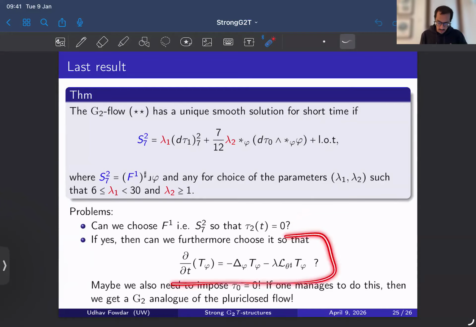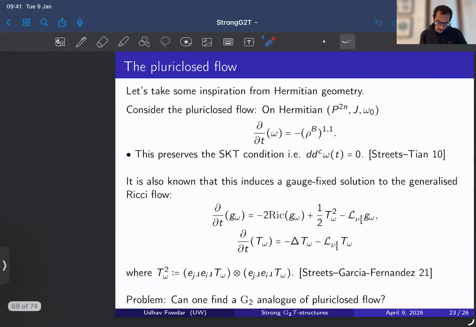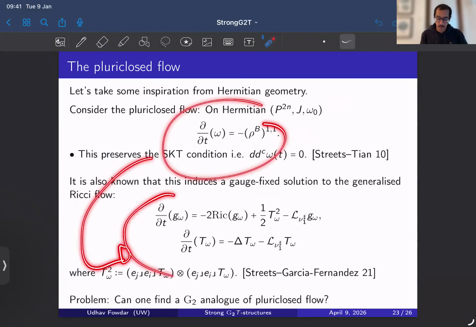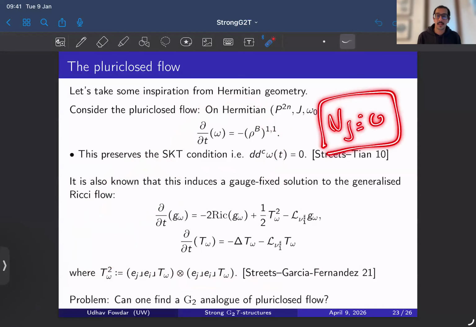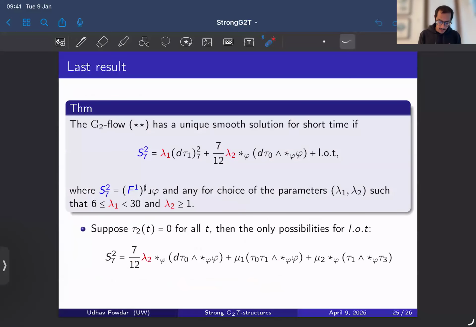If we could choose this to hold true, then we would have obtained an analog of the pluriclosed flow, because the pluriclosed flow induces this gauge fixed version of the generalized Ricci flow, and this is what we would like to have in the G2 case. But the problem in the G2 case is that in the complex case the complex structure is always integrable, so the Nijenhuis tensor is always zero. So this is a condition you get for free. In the G2 case, you don't quite get this condition for free.